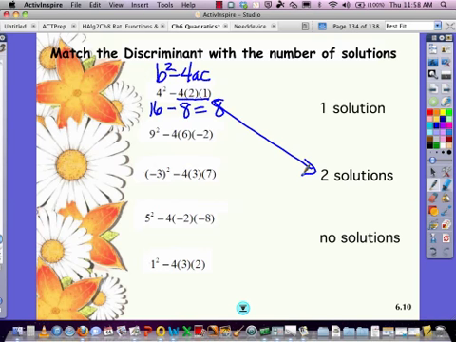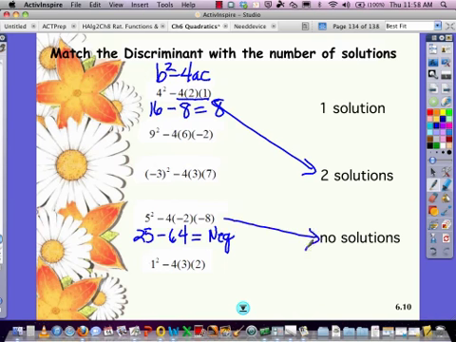Okay, let's try one farther down here. If I have 5 squared is 25 minus 4 times negative 2 times negative 8, we know that's a positive. Negative times a negative is a positive. But 4 times 2 is 8, and 8 times 8 is 64. And so 25 subtract 64, even if we don't finish the math, is going to be a negative number. And if we have a negative number there, we know we're going to have no real solutions.